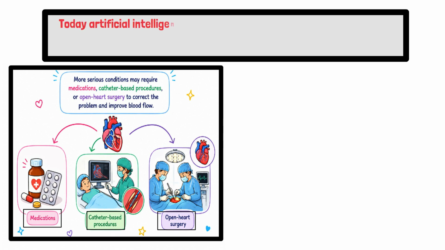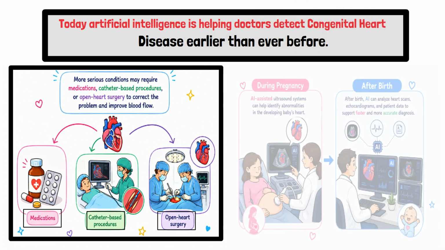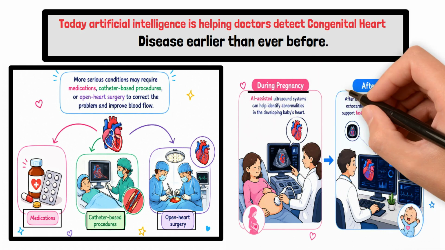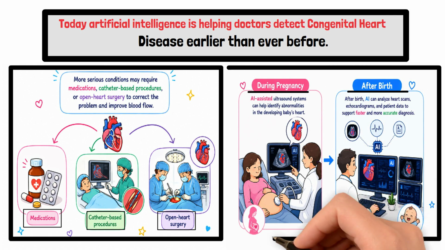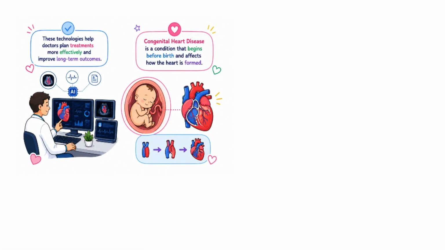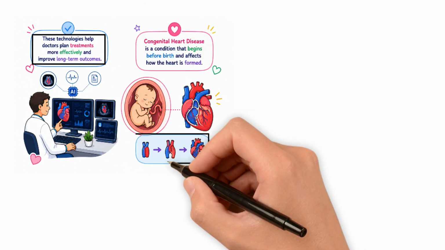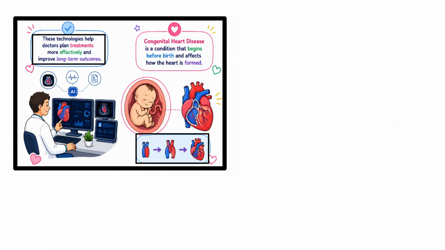Today, artificial intelligence is helping doctors detect congenital heart disease earlier than ever before. During pregnancy, AI-assisted ultrasound systems can help identify abnormalities in the developing baby's heart. After birth, AI can analyze heart scans, echocardiograms, and patient data to support faster and more accurate diagnosis. These technologies help doctors plan treatments more effectively and improve long-term outcomes.